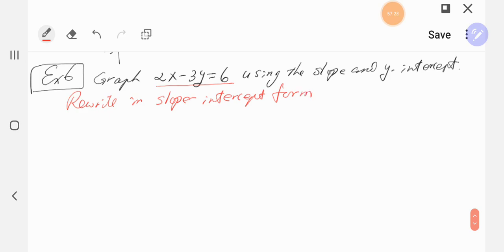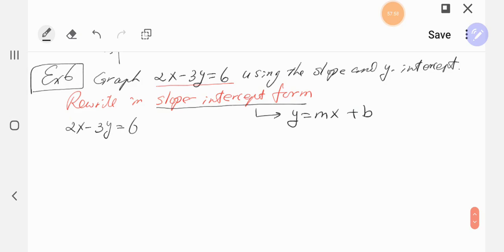Okay, in the next chapter, we will learn a different method of graphing this type of equation, where the x term and y terms are on the same side. Then there is a much easier method. Okay, so anyway, we will rewrite the equation in the slope-intercept form. So 2x minus 3y is equal to 6. What is the slope-intercept form? y equals mx plus b, right? So this means we will solve for y.